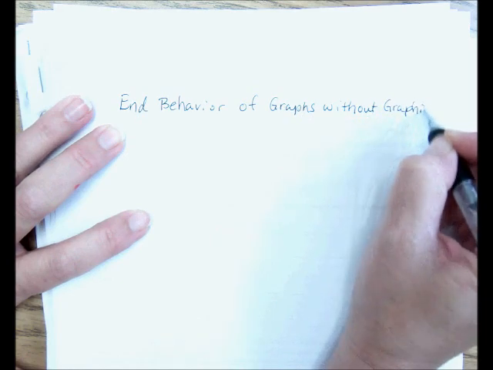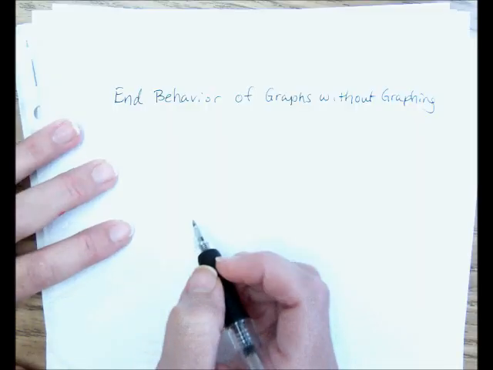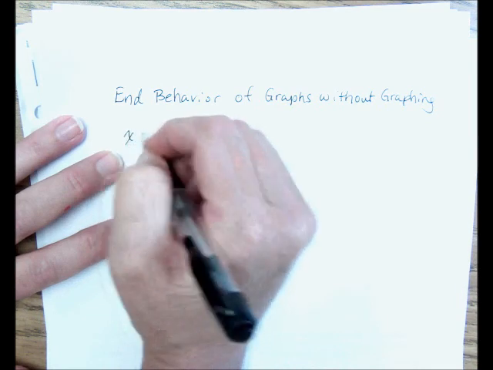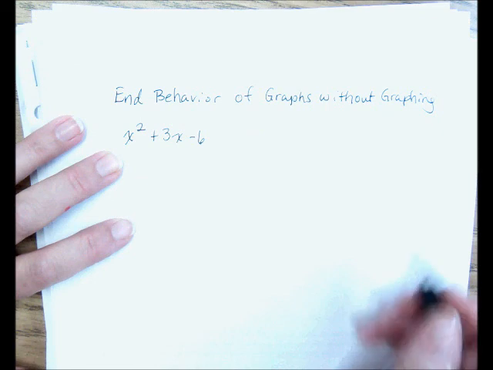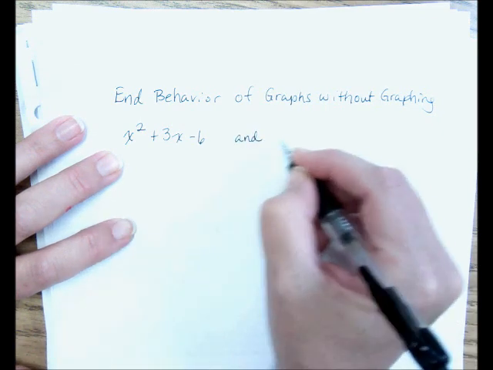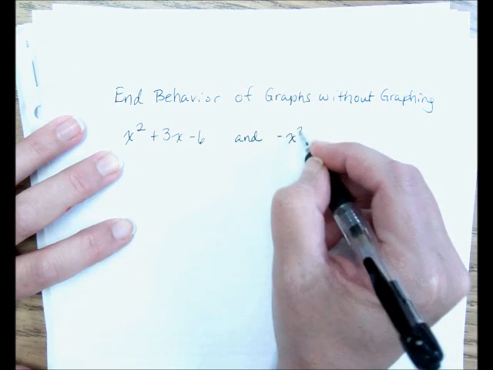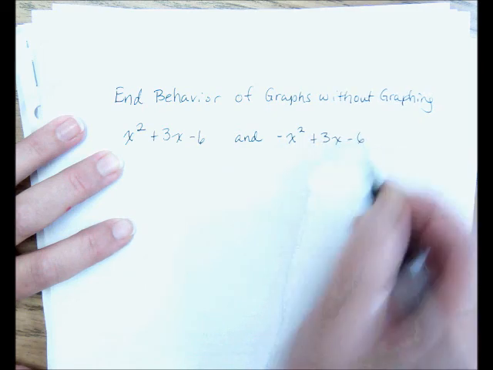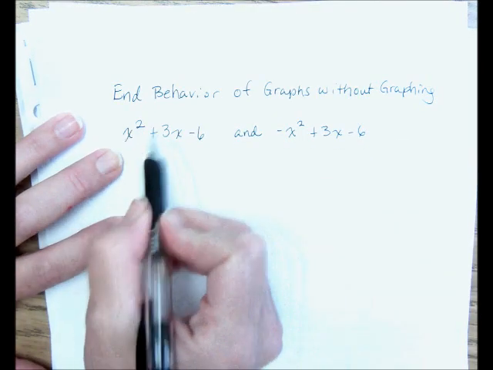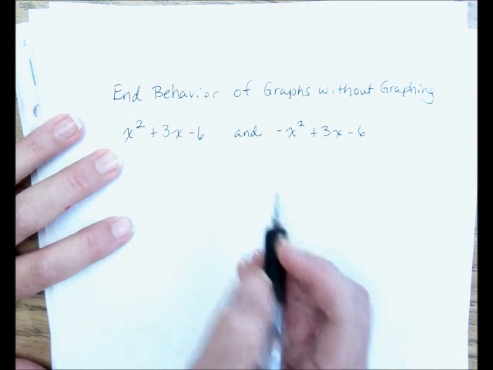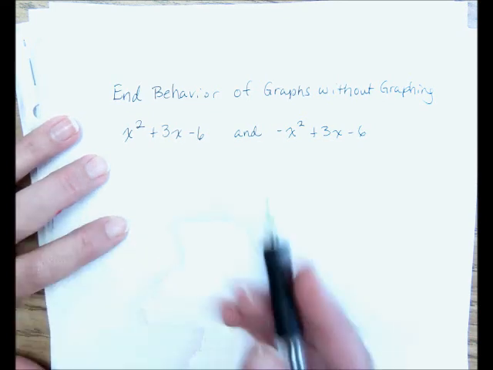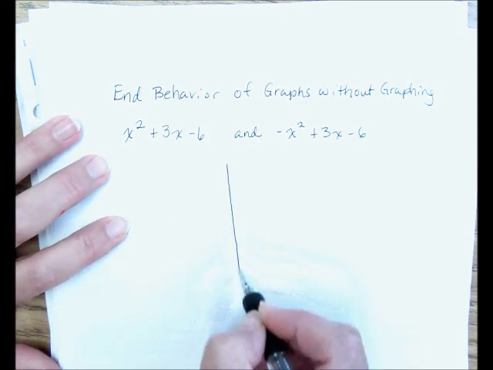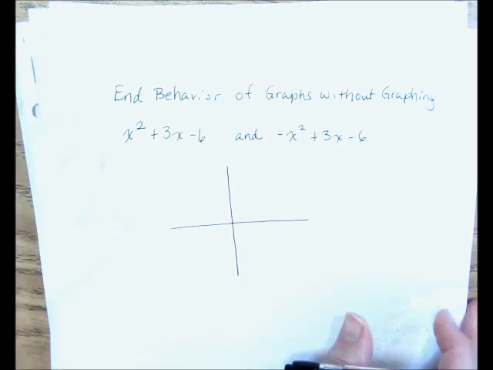So in this case, what I am talking about is if I am given the polynomial x squared plus 3x minus 6, and then another polynomial that's going to be negative x squared plus 3x minus 6, we can look at the degree of my polynomial and also the sign of my leading coefficient, and I can tell you how my graph is going to behave. So, bottom line, this is how it works.